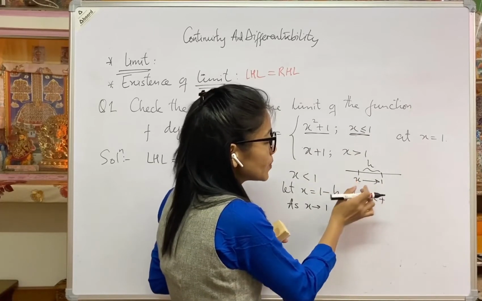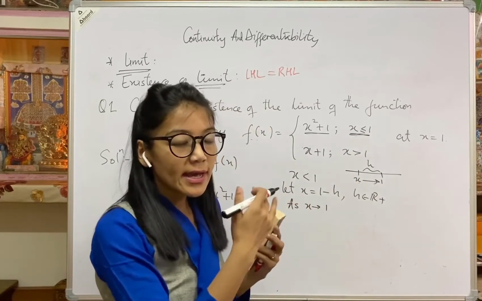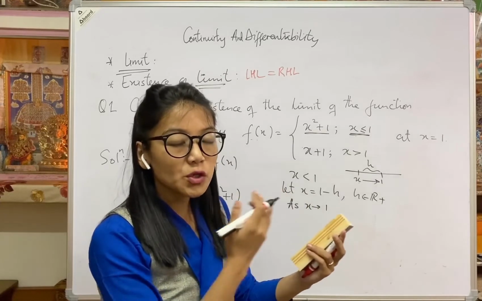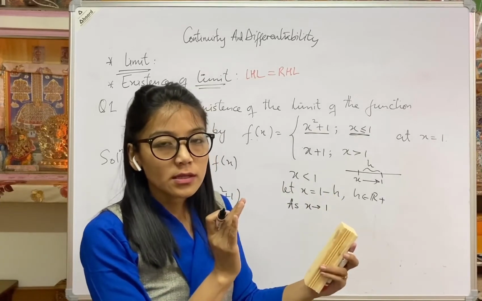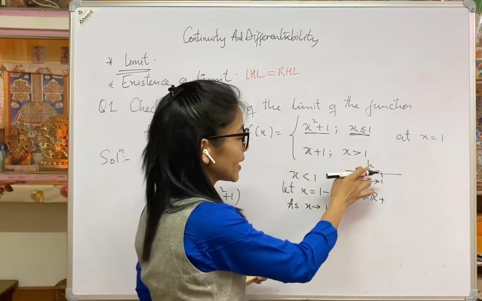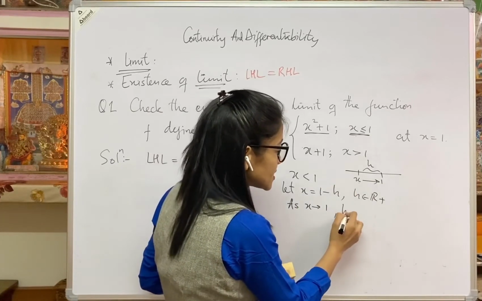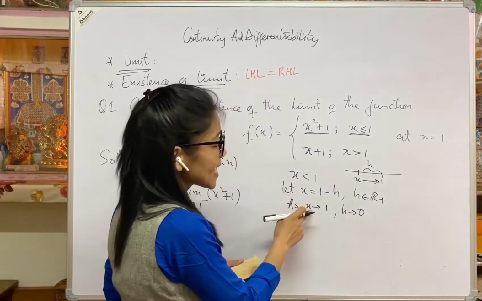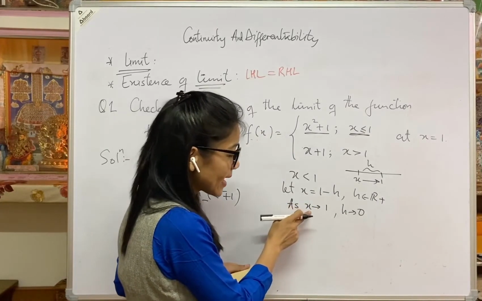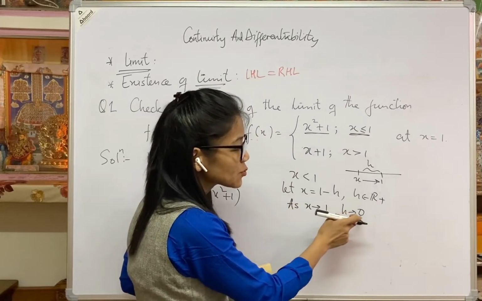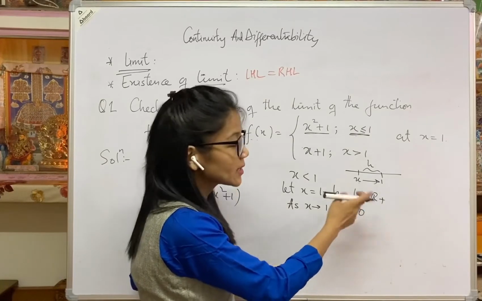Okay, so as x tends to 1, as x moves closer to 1, the length of the interval, which is given by h, will tend towards 0. As x tends to 1, h will tend towards 0. So you will make this substitution.